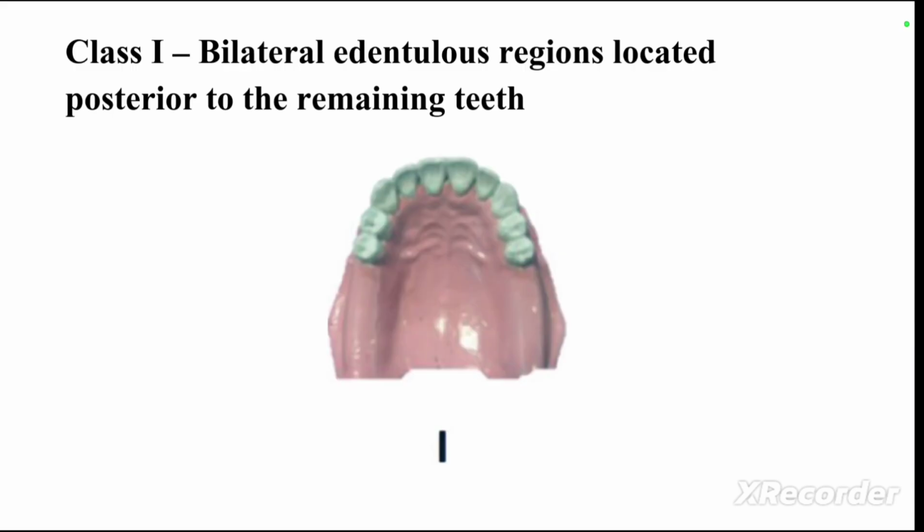There are basically four important classifications: class 1, class 2, class 3, and class 4. Class 1 is bilateral edentulous regions located posterior to the remaining teeth. That means you can see here in both areas, on both sides, posterior to the remaining teeth. So at the end there will be no teeth and it will be bilateral. So this is class 1.